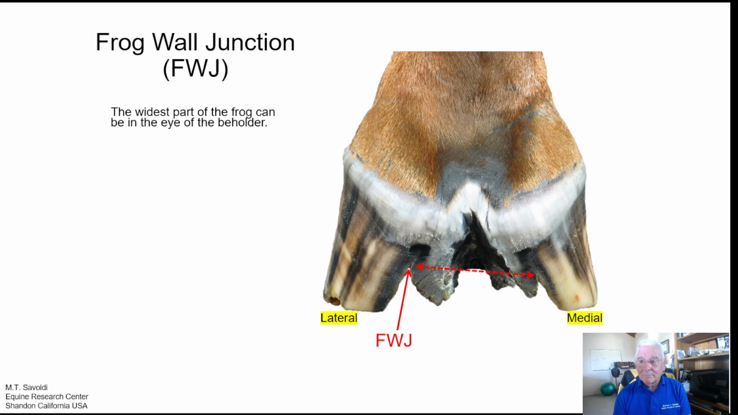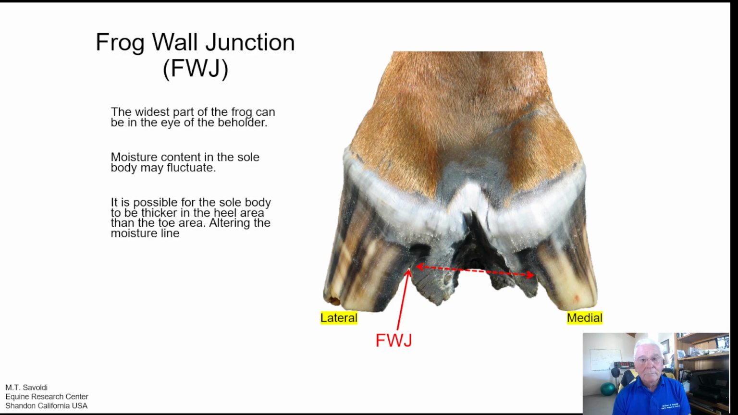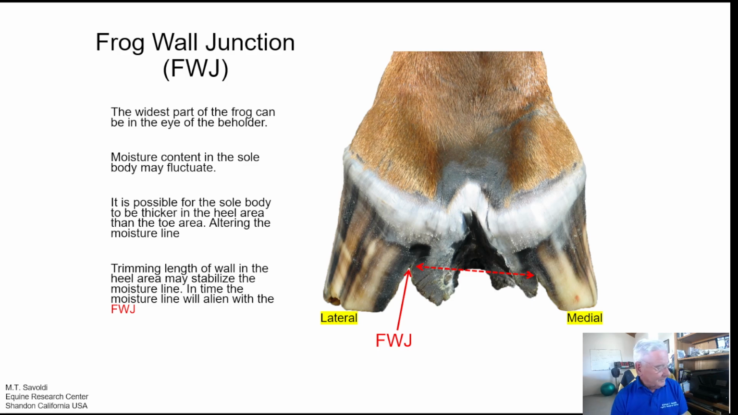So let's look at the moisture content. The sole may fluctuate. It is possible for the sole body to be thicker in the toe area than in the heel, or thicker in the heel area than in the toe area, altering the moisture line. Trimming length of wall in the heel area may stabilize the moisture line in time and align the frog wall junction.